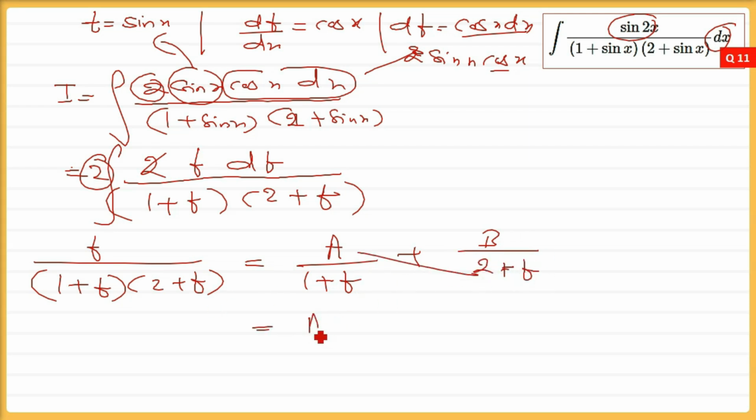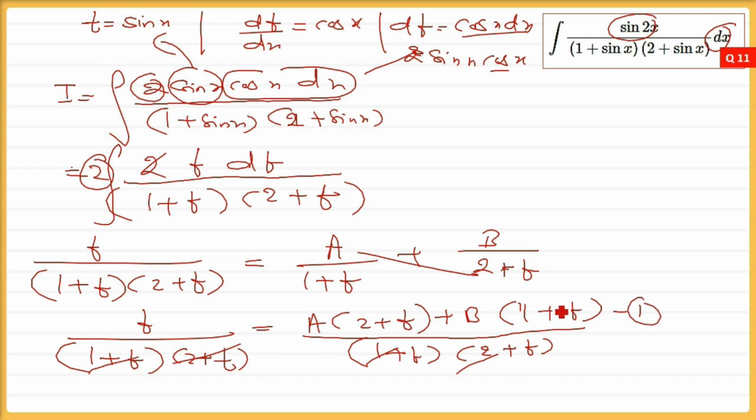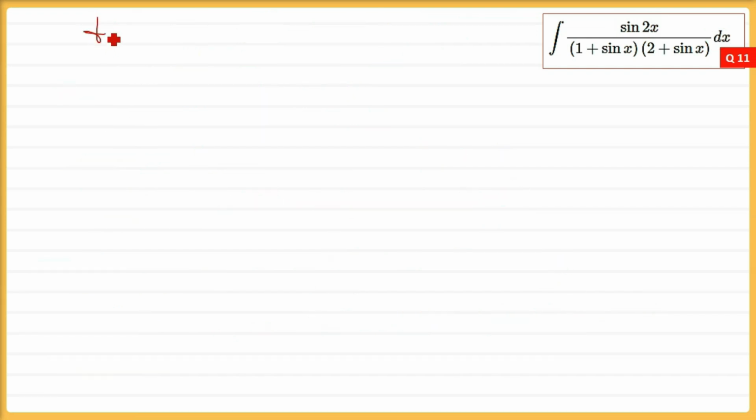A multiplied by 2 plus t plus B multiplied by 1 plus t. The denominator will give you 1 plus t into 2 plus t. Left hand side becomes t divided by 1 plus t and 2 plus t. We get the denominator cancelled. Let's call it equation number 1. So one time we'll put t equals -2, one time we'll put t equals -1, and then we'll get the integrable values or factors.